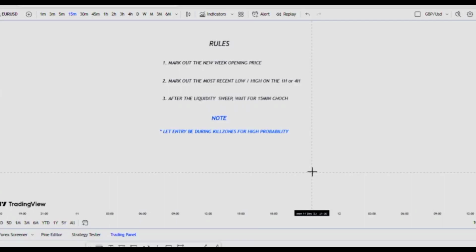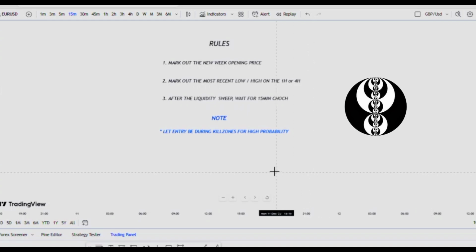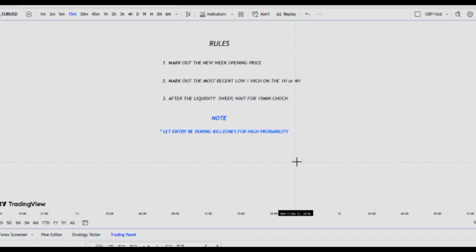In this video, we're going to be looking at a strategy that's based on ICT concepts that involves previous day highs and liquidity sweep. Now, what's liquidity? Liquidity is a stagnant price level where price will reside, and usually resides above old highs and below old lows.